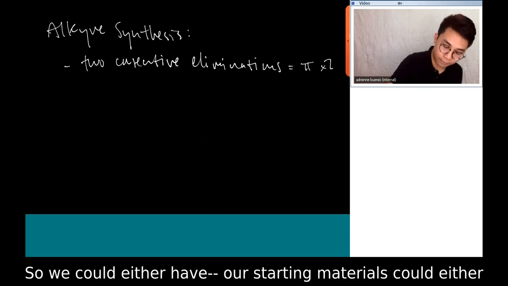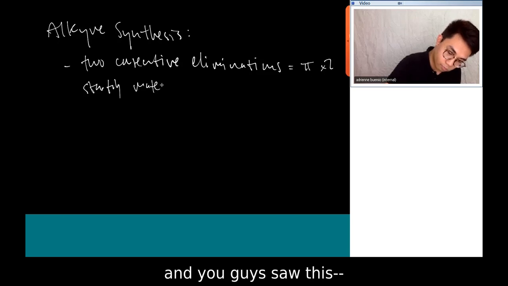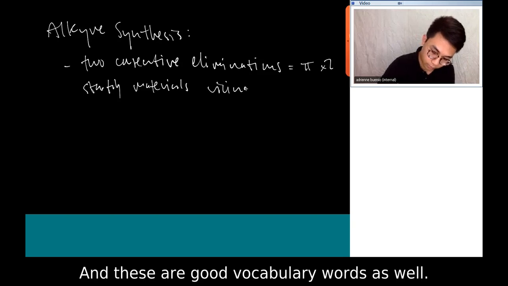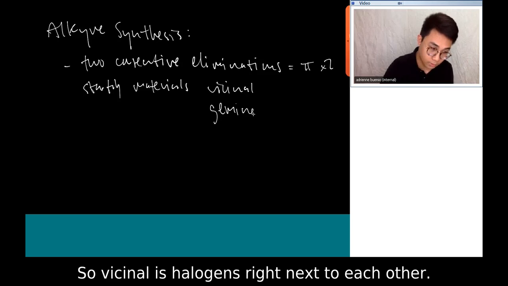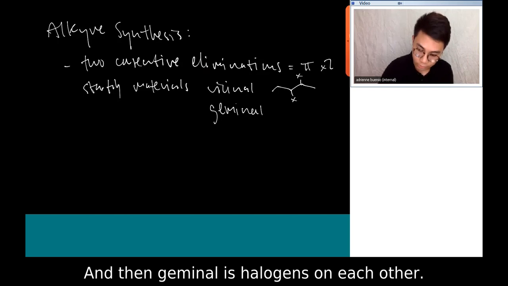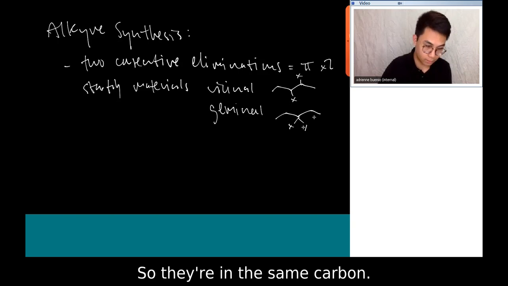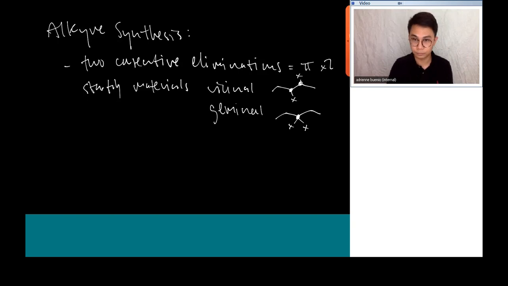So our starting materials could either be, and you guys saw this, vicinal or geminal. And these are good vocabulary words as well. So vicinal is halogens right next to each other, on opposite carbons, and geminal is halogens on the same carbon.